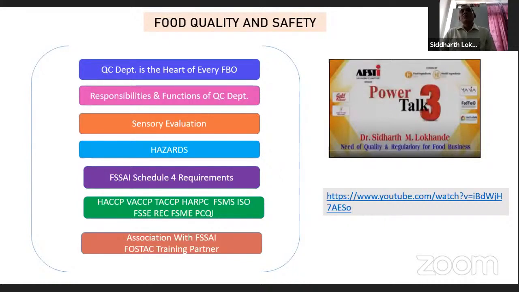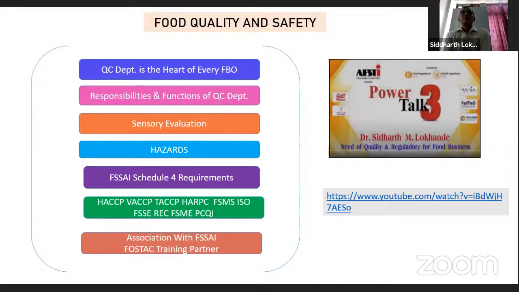Then I will not focus on sensory much. It is a very primary practice, and hazards also, we will keep the Schedule 4 requirement. Any food business operator, in the beginning, has to comply with the Schedule 4 requirement of the FSSAI. Then they are eligible to run their businesses. Then, as all of us know, you have attended several courses such as HACCP, PSSP, HARPC, FSMS, ISO, then FSMA, and up to the PCQI. This shows how foreign country standards are also equally important.